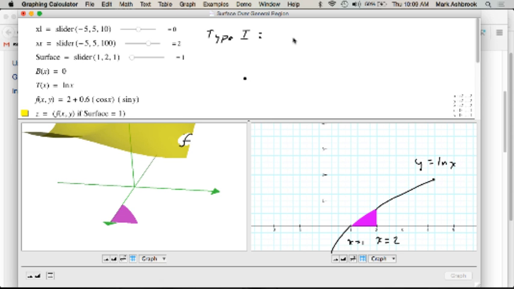William, did you get it? Yeah, I got from 1 to 2, okay, and then from 0 to natural log x, right, f of x y, and then dy dx. Do you get the limits right? You get the order right? Nailed it. Okay, nailed it.